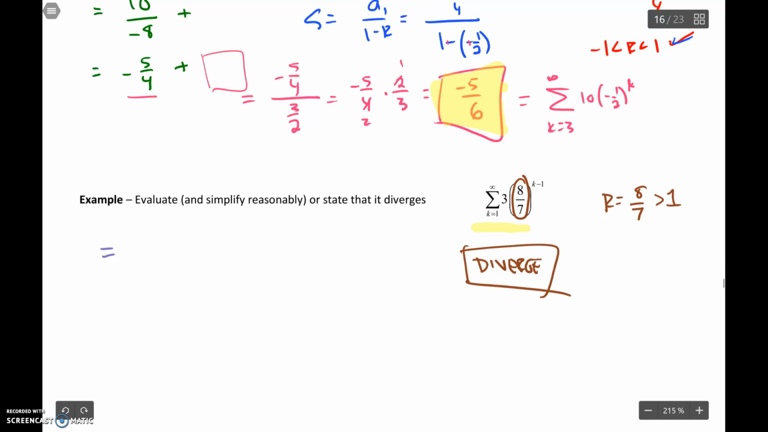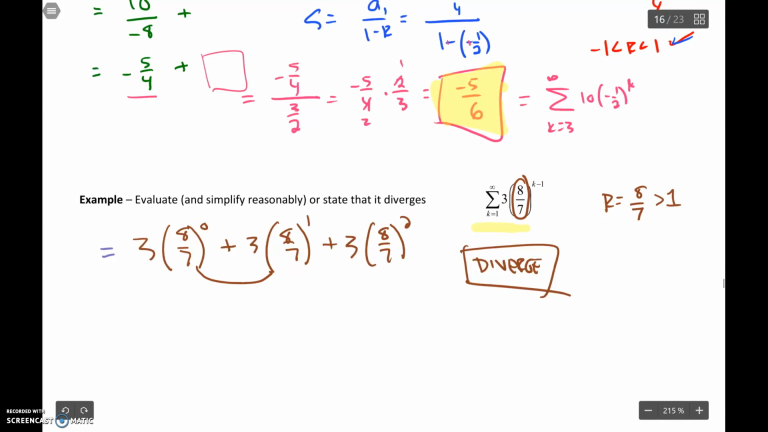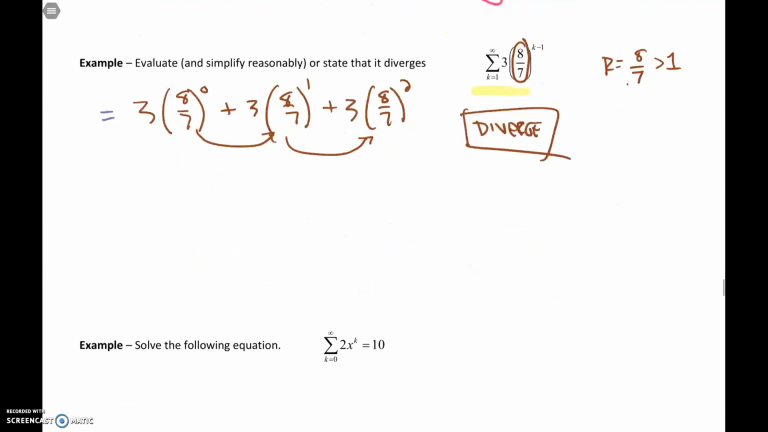If you have a hard time seeing that R value, please write out the first few terms. And you should see that as you go from here to here to here, you're increasing by a factor of 8 over 7. So that's your R value. All right?